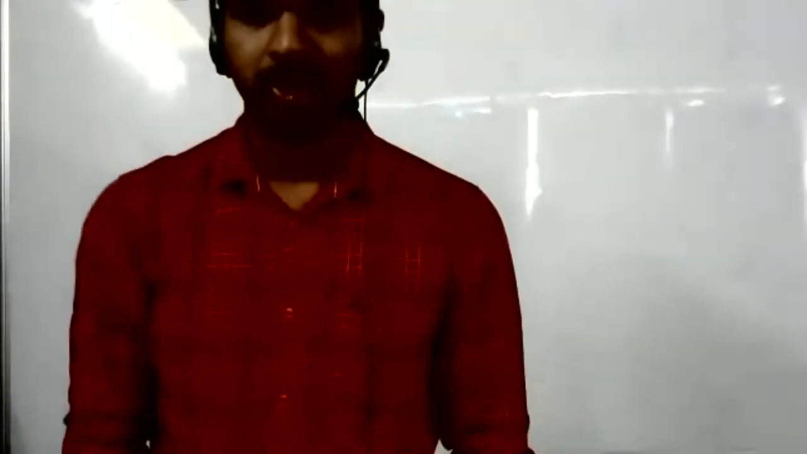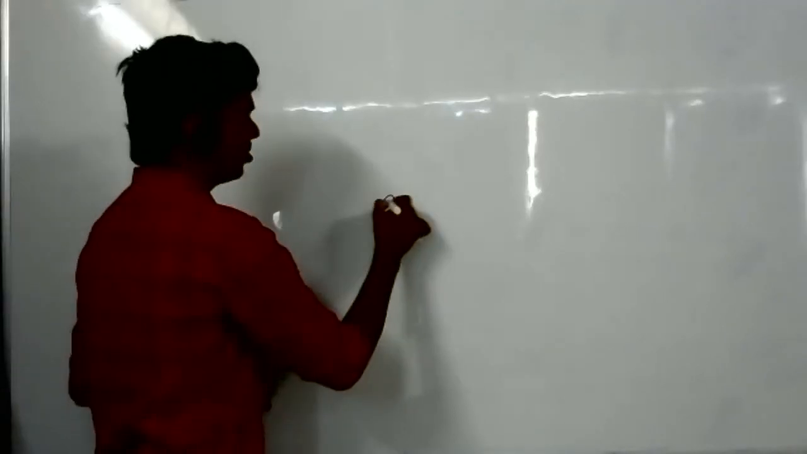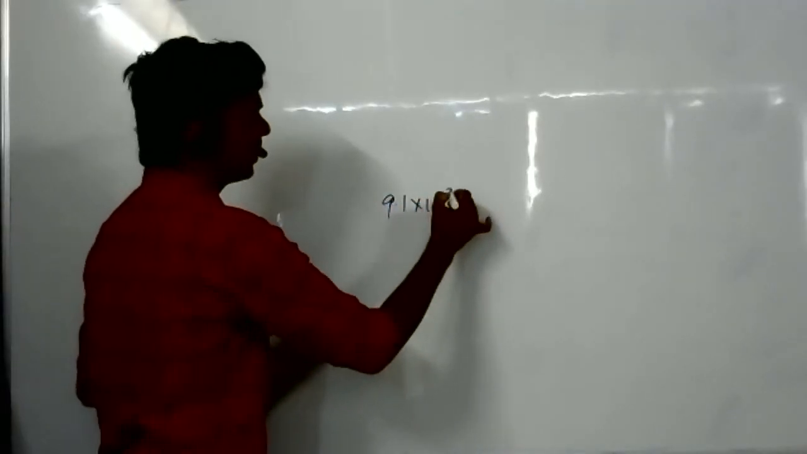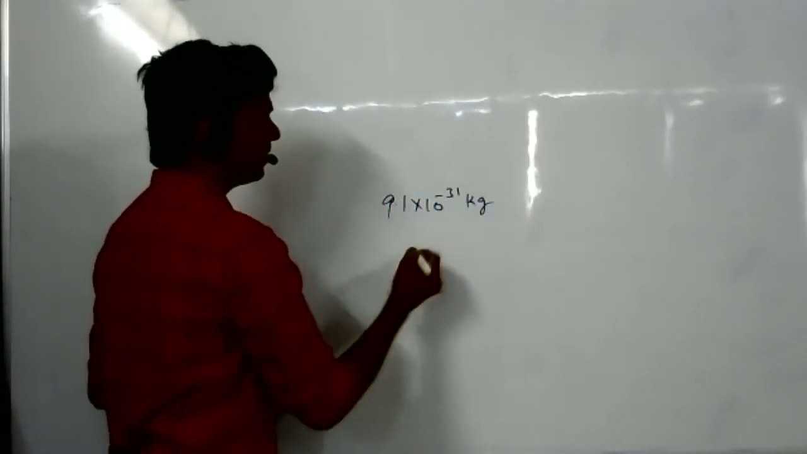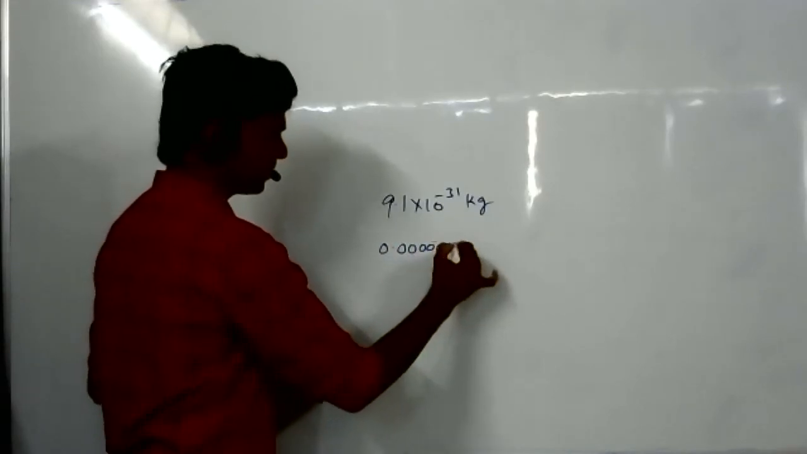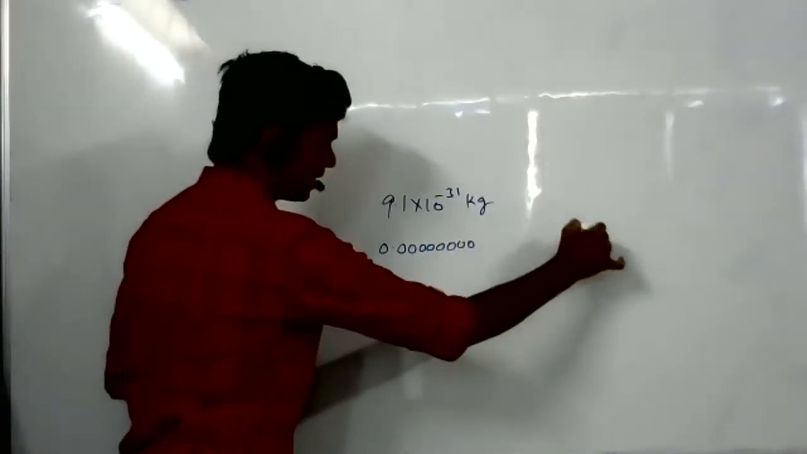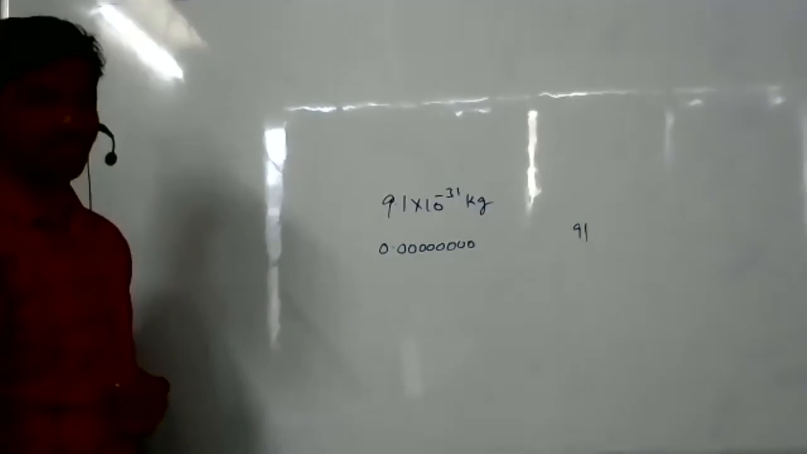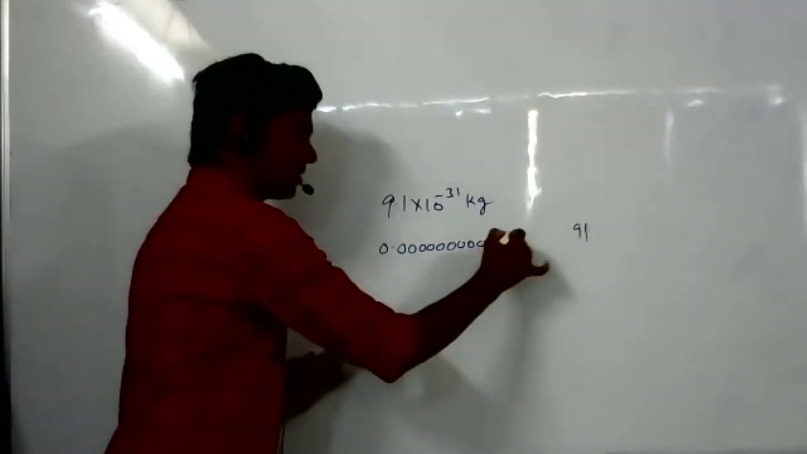Sir, what was the value of the mass of the electron in kilograms? In kilograms, this value is 9.1 into 10 power minus 31 kilogram. It is very, very small. You write 0, then 30 zeros, and after that 91. Very, very small value it is.